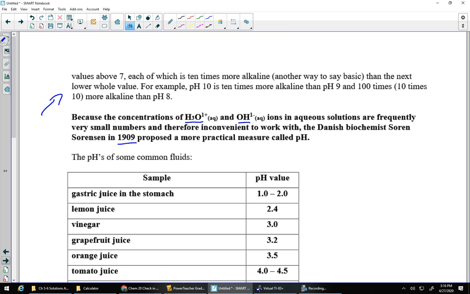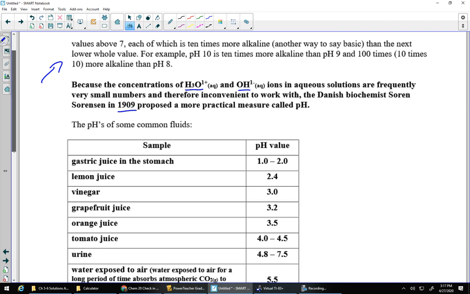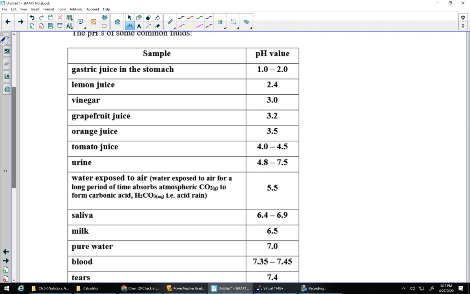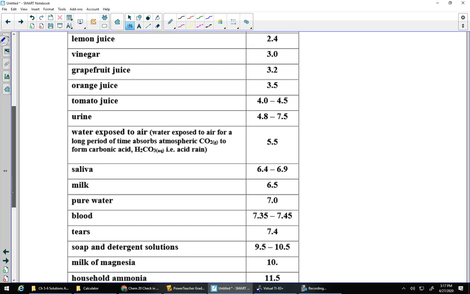Sorensen, 1909, came up with a more practical thing called the pH scale, and this is where it comes from. So, pH of some common things, you can take a moment to check this out in your booklet. Everything from gastric juice in the stomach, so that's your stomach acid, with a pH value of 1 to 2, to urine, 4.8 to 7.5, to saliva, about 6. Those are all acidic, by the way.